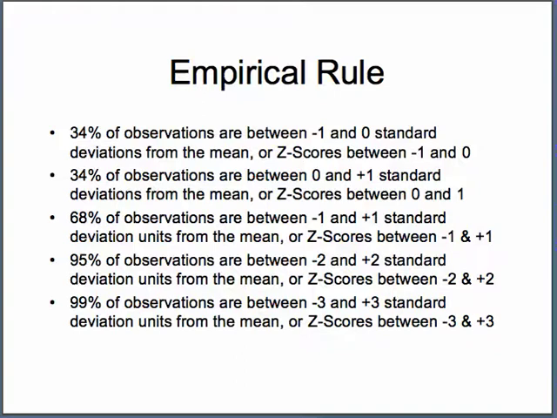Nearly all observations, or 95%, are between z-scores of -2 to +2, and 99% of all observations are between z-scores of -3 to +3. Hence, if you calculate a z-score less than -3 or greater than +3, that is an exceedingly rare observation, either extremely high or extremely low. We have thus been introduced to the concept of the normal distribution.